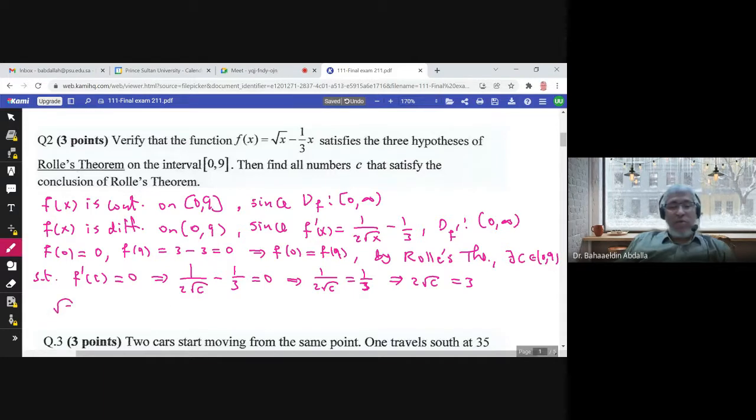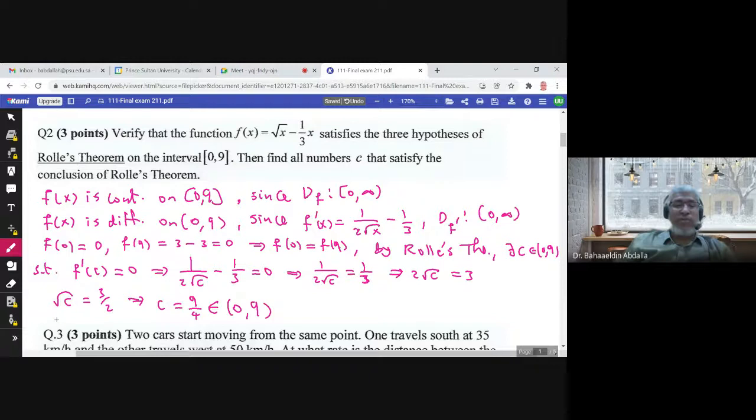This means that square root of c is equal to 3 over 2, and this means that c is 3 over 2 squared. To get rid of the square root, we raise both sides to the power 2. So c is 9 over 4, which is 2.5. So it belongs to the open interval 0, 9. So that's the number c guaranteed by Rolle's theorem.